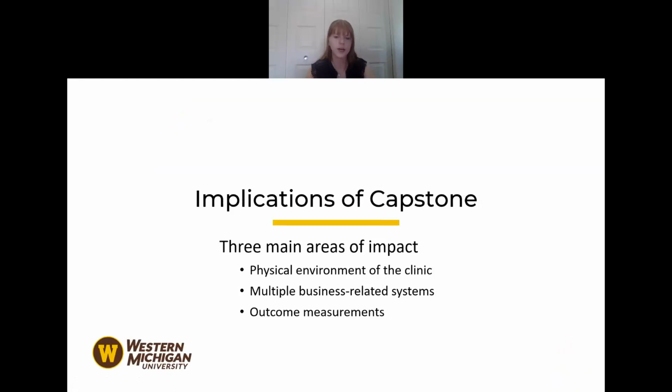As far as the implications of my capstone, there were three main areas of impact, specifically physical environment of the clinic, as well as multiple business-related systems, and overall outcome measurements and how the clinic went about doing this.